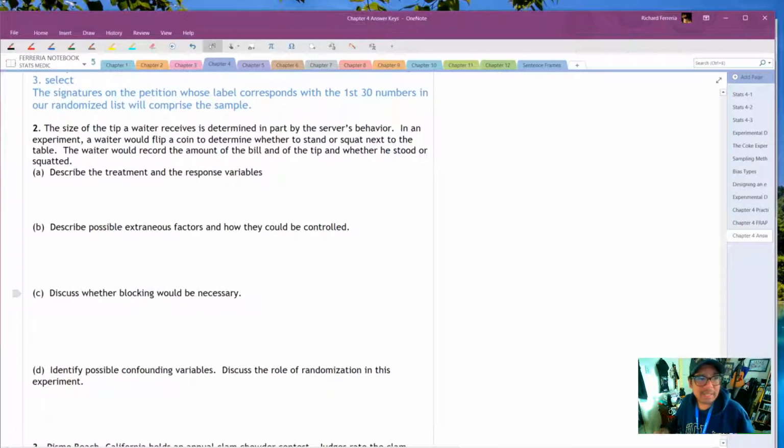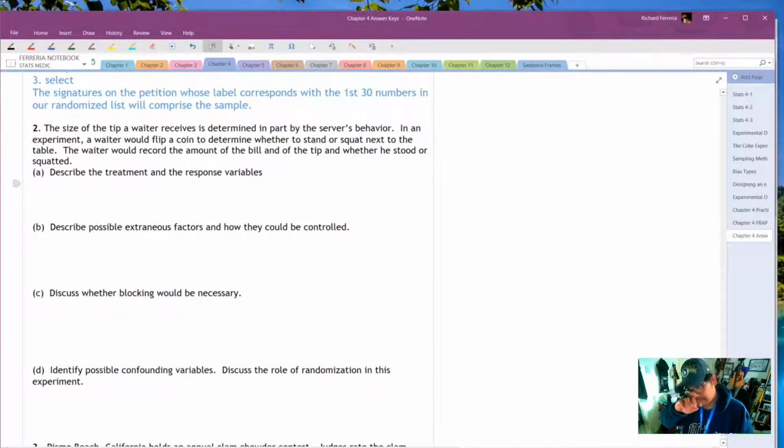The size of the tip that the waiter receives is determined by the server's behavior, for the most part. In an experiment, a waiter would flip a coin to determine whether he would stand or squat next to the table. The waiter would then record the amount of the bill and the tip received and whether he stood or squatted. So let's figure out what is the treatment and what are the response variables.